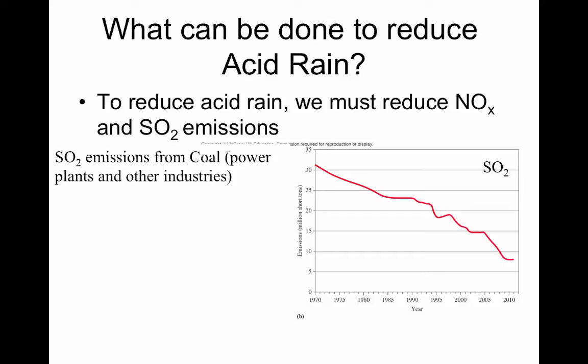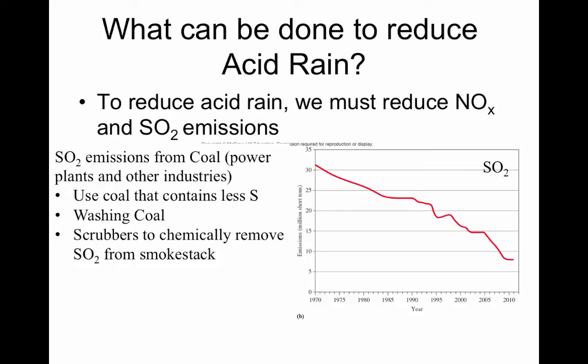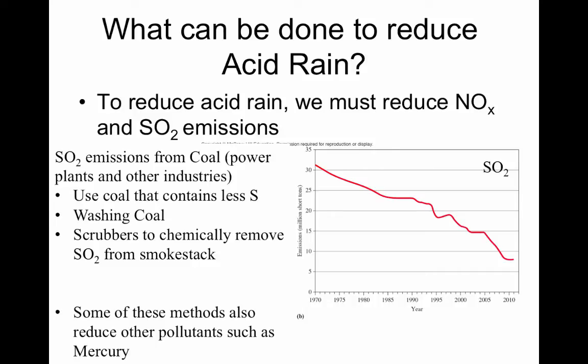So, if we want to have less sulfur dioxide emissions, we can use coal that contains less sulfur. We can also wash the coal so that we get less pollution coming out. And we can introduce scrubbers that chemically remove the sulfur dioxide from the smokestack before it goes into the atmosphere. These are all technologies that have been instrumental in decreasing the sulfur dioxide concentration and therefore decreasing acid rain. Some of these methods also reduce other pollutants such as mercury.